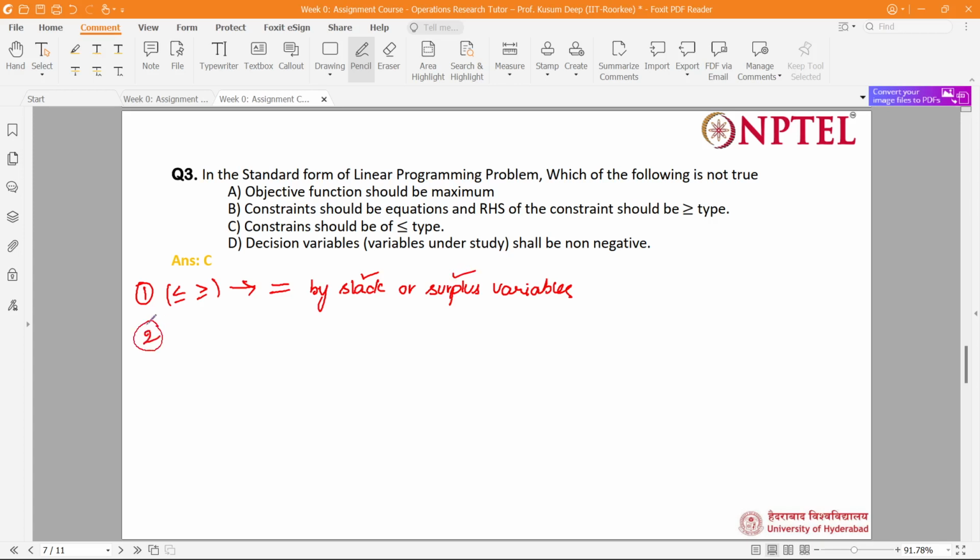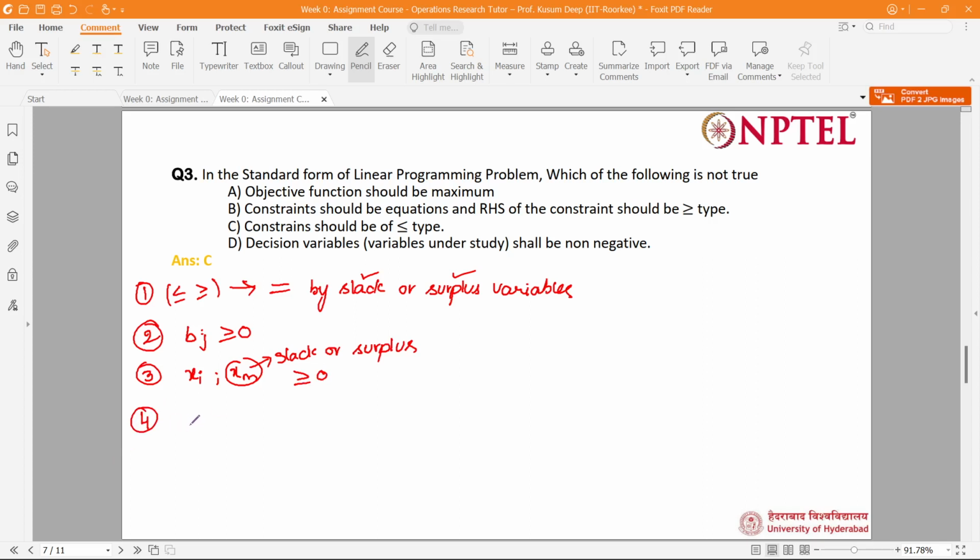And the next thing is the right hand side elements of the constraints should be non-negative. That means we see the bj's on the right hand side; all the bj's should be non-negative. And the third is all the variables must be non-negative. That means the variables in our model, xi and also xn, where xn is the slack or surplus variable. All of these x's and xn's should be non-negative in the standard linear programming problem.